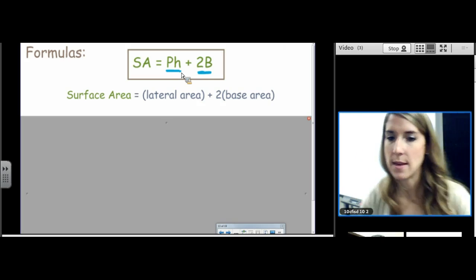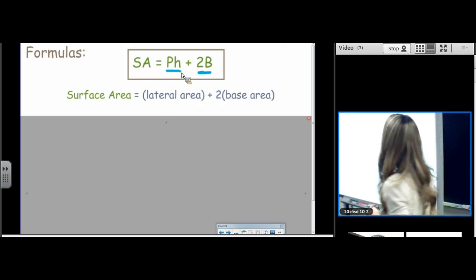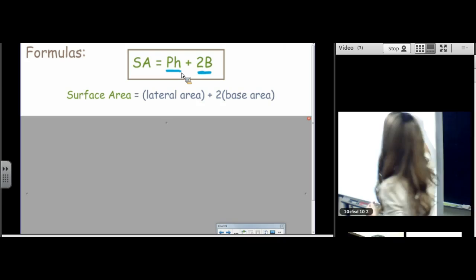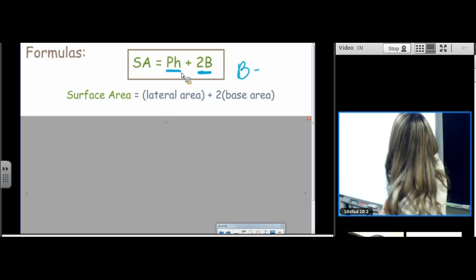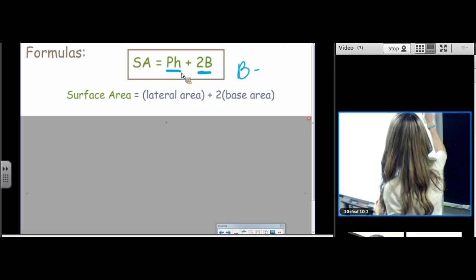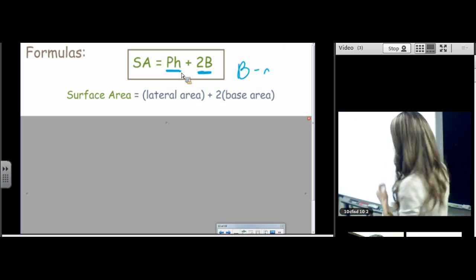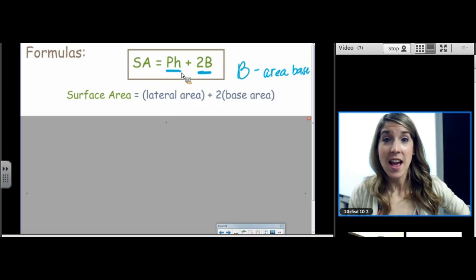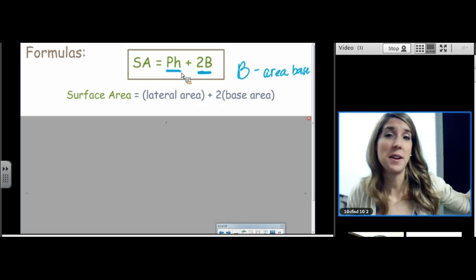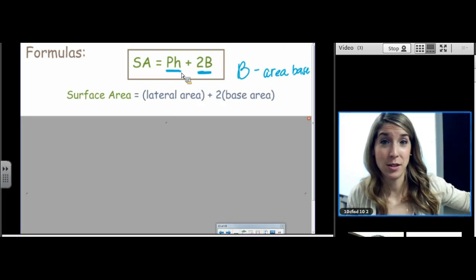PH plus 2B. Now, capital P stood for perimeter of the base. What does capital B stand for? Capital B is the area of the base. So capital B might take a long time to find. Capital B is what we just spent a whole unit doing, finding the area of 2D figures.